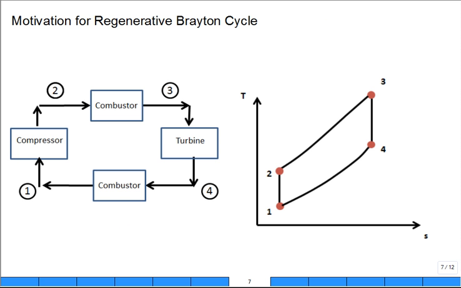What is the motivation for having a regenerative Brayton cycle? Well, it's the same motivation we had for the regenerative vapor power cycle. Did we have regeneration when we talked about the Rankine cycle? We did, it was 2 weeks ago. What is the concept behind the regeneration in the Rankine vapor power cycle? We had open and closed feed water heaters in the Rankine cycle to promote regeneration. So why did the open and closed feed water heaters work?